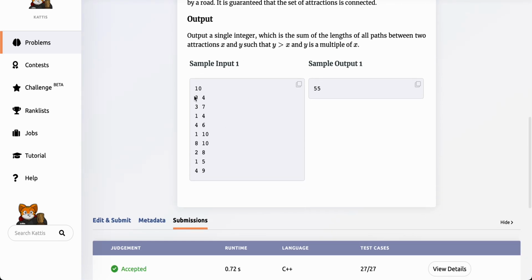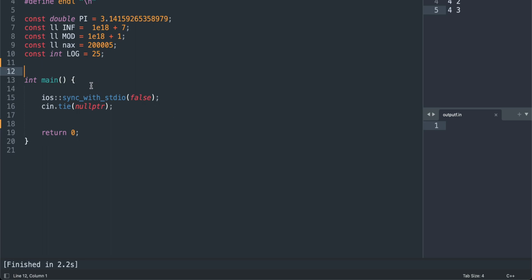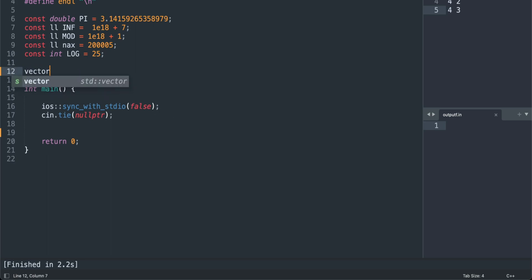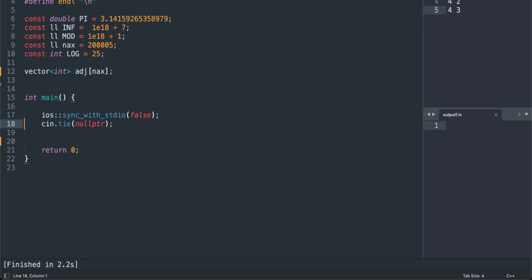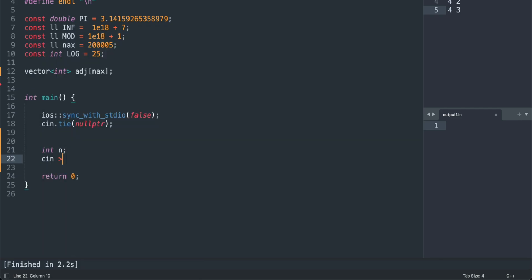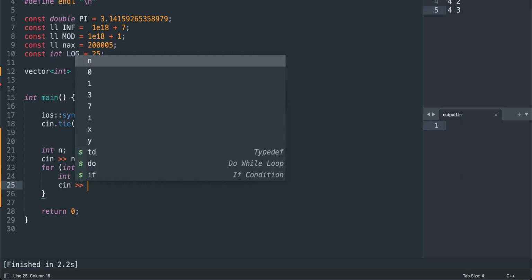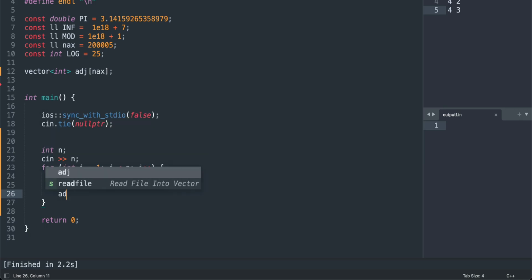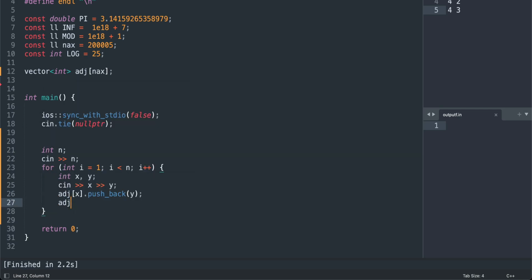Okay, so the first line contains n, and n minus 1 edges. Let's define the adjacency list for n nodes, and for each of the edges we can read two values x and y. We push back y into adjacency of x, and push back x into adjacency of y.